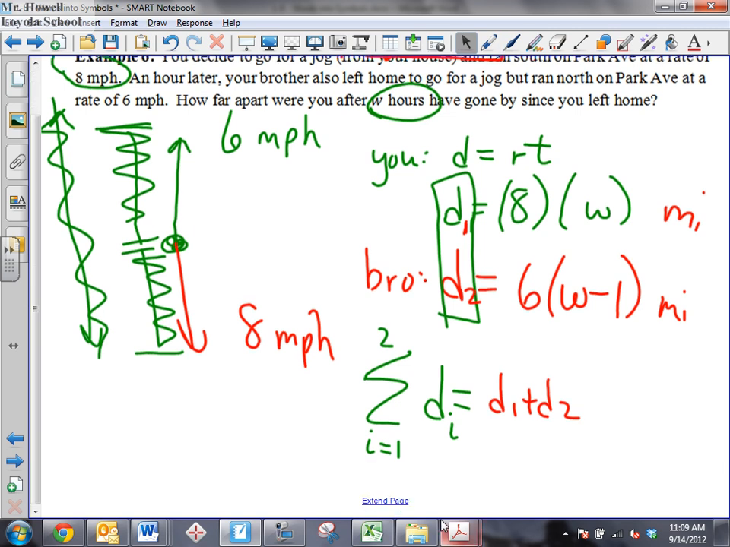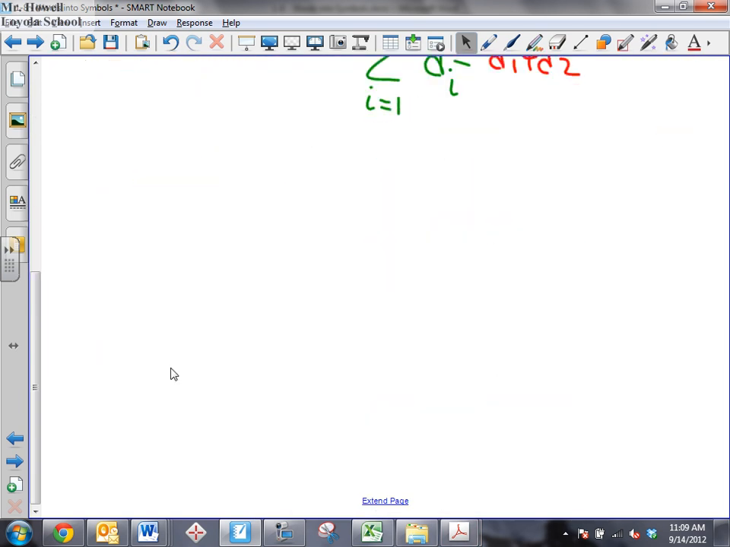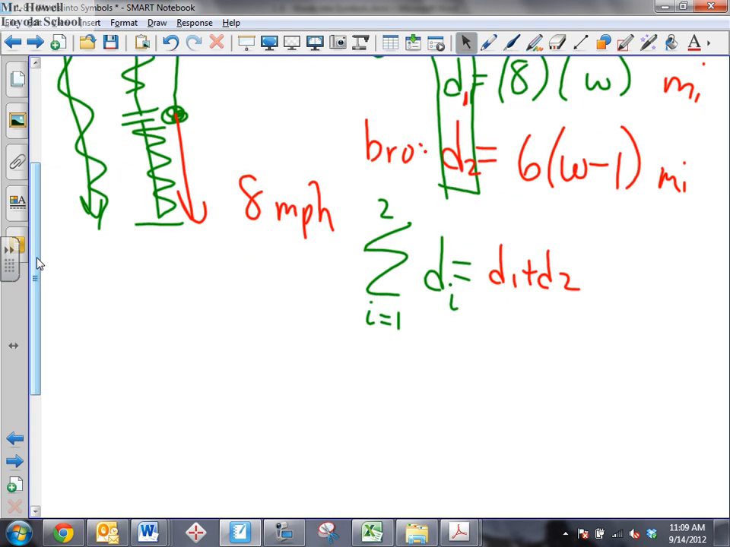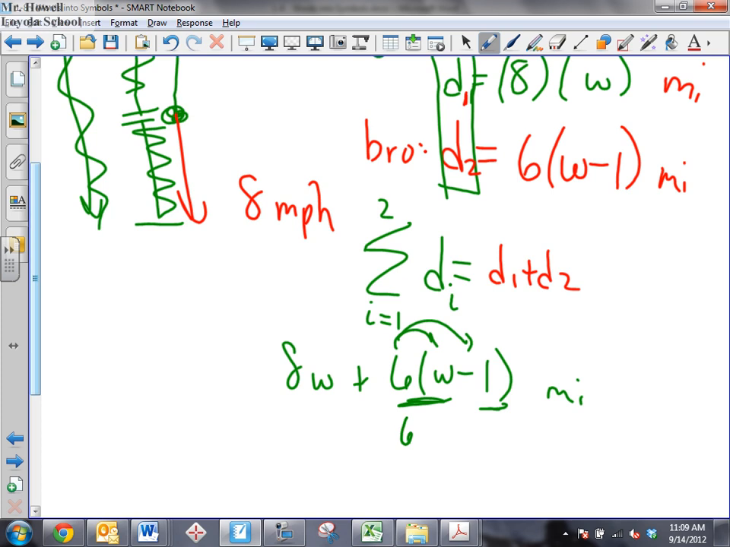Let me extend this page so we have more room. Now, when we sum them together, we have 8W plus 6 times the quantity W minus 1. Let's put these in simplest terms so we can see what's really going on here. So we'll distribute the 6. We're going to get 6W here, negative 6.